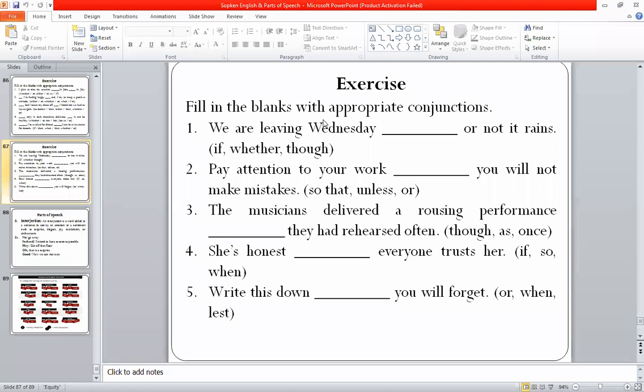We can't use though because here there is a condition.